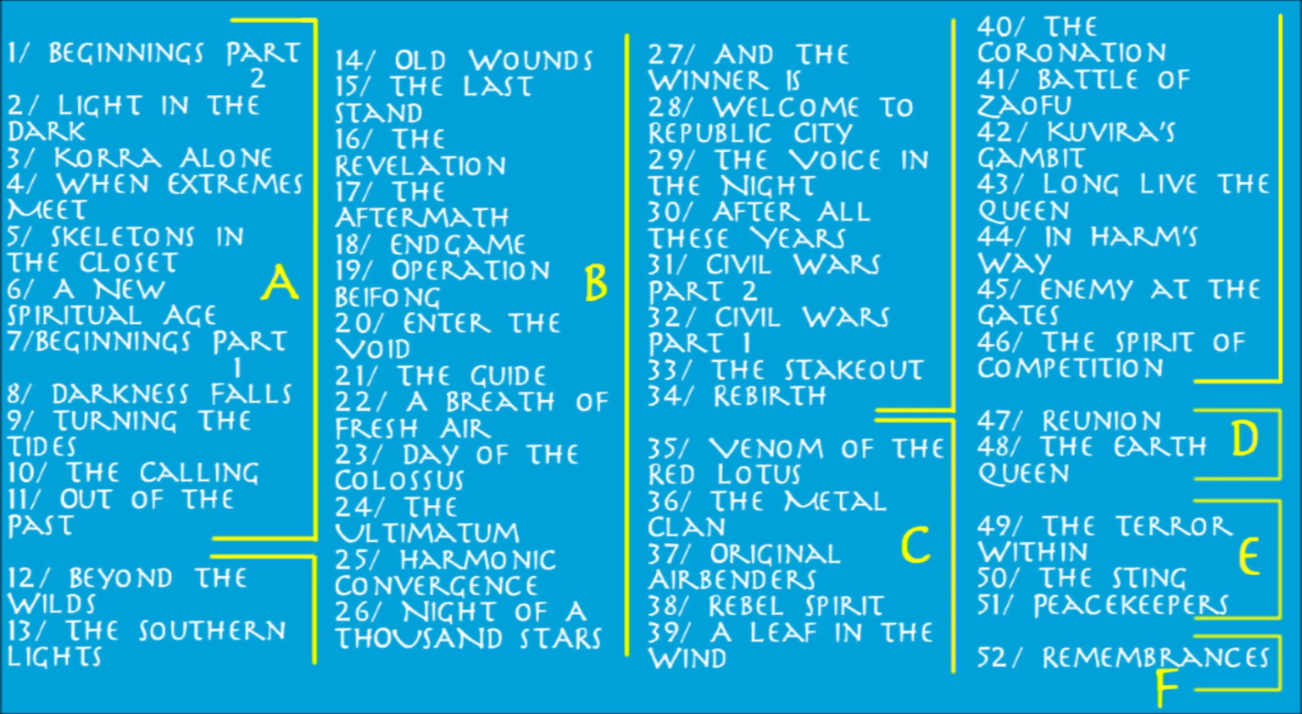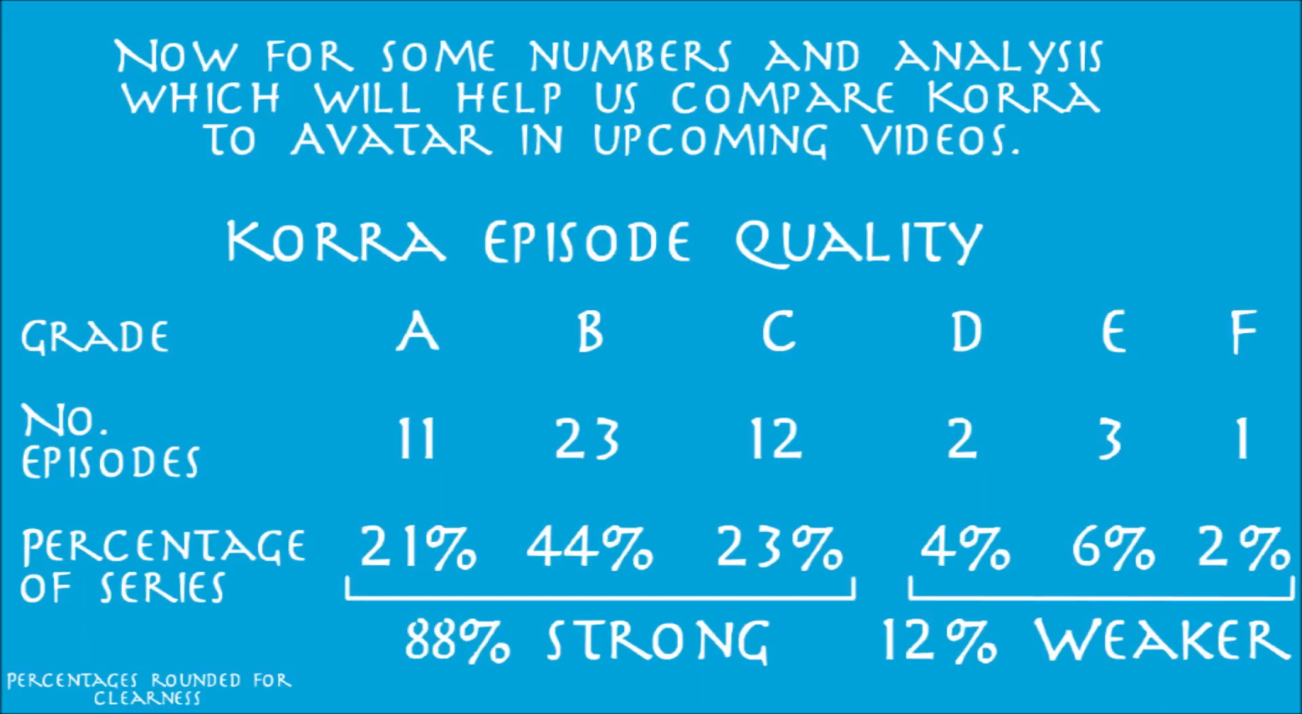So now we're just going to end things up with some analysis, a bit of numbers on this. As I say here, now for some numbers and analysis, which will help us compare Korra to Avatar in upcoming videos. I'll be doing this very same analysis for Avatar when I do the Avatar list, and then we can compare in the final video. So here's the Korra episode quality. Again, I've brought the grades in here. Once again, A is excellent, B is very good, C is good, D is average, E is below average, F is bad. So this is the number of episodes from the series in each of these tiers.